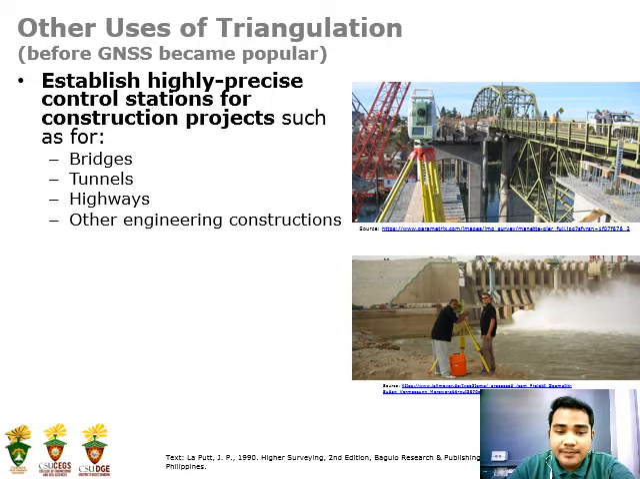So, first is to establish highly precise control stations for construction projects such as bridges, tunnels, highways, and other engineering construction. So, ang pasabot namin nila class is ang dili siya necessary na triangulation ang ginagamit na method para pag determine the coordinates of this bridge. So syempre TS atong gamit ani nga instrument. Ang gamit lang ani ni triangulation is ang kung asa naka-refer ang points na gigamit. Ang reference na gigamit aning total station to monitor the location of the tunnels, bridges, highways is output na siya sa triangulation, which is ang control station or control points.